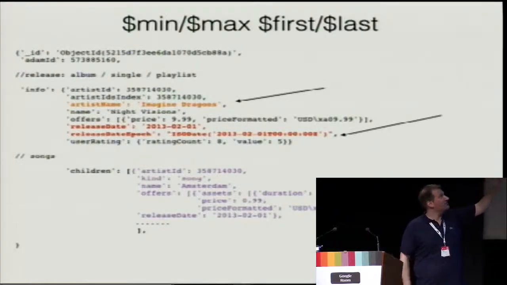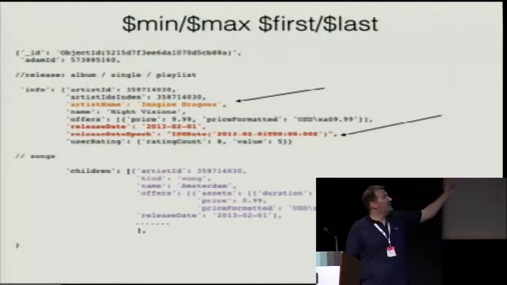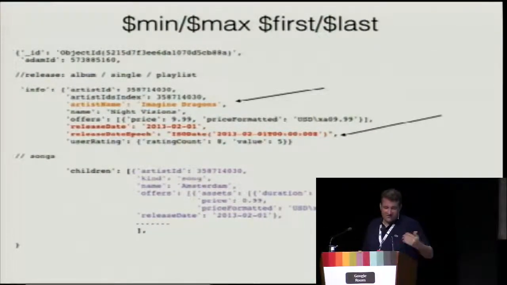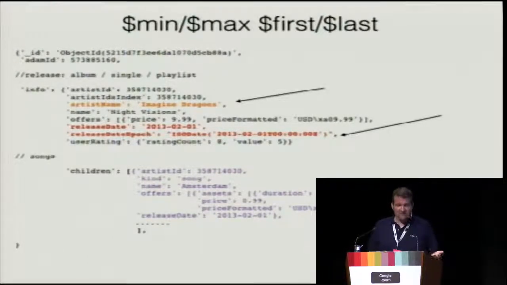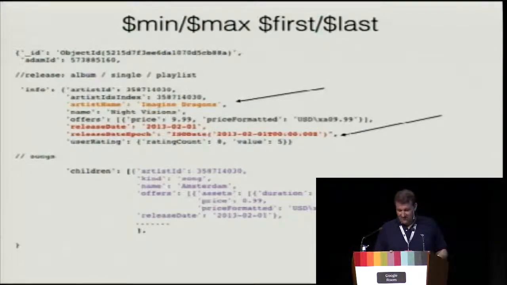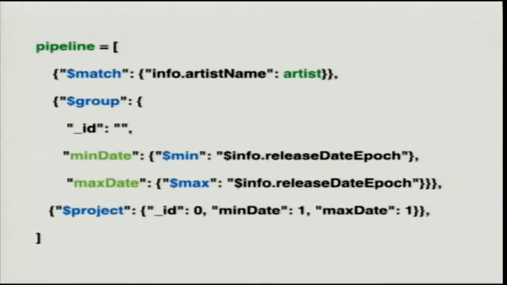Again, we're searching for an artist. We're using release date and release date epoch. And the subtle difference is that release date epoch is actually a date, and the release date is a string. It's not a date. It's a string. And we're building a new pipeline. We're doing a grouping by what we want to find out. I want to find out what's the earliest release of Taylor Swift and what's the latest release of Taylor Swift.